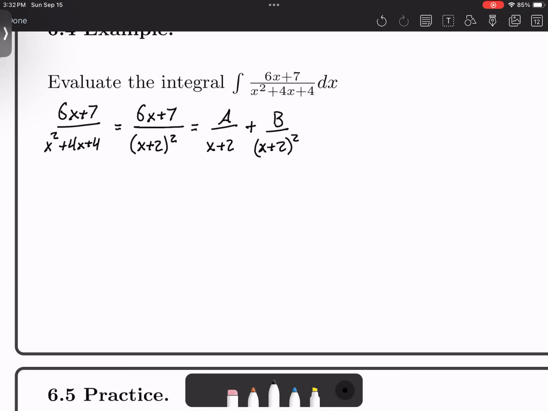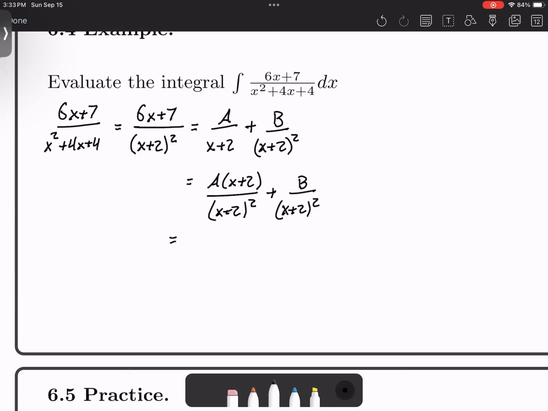And now our job is the same. Let's figure out what A and B have to be in order to decompose this fraction in this way. So my denominator over here is (x + 2) squared. So I need all my denominators over here to be (x + 2) squared, which means I need to take the A and multiply it by an extra (x + 2). Now it has the right denominator. My B already has the right denominator, so I don't need to do anything there. It already has (x + 2) squared.